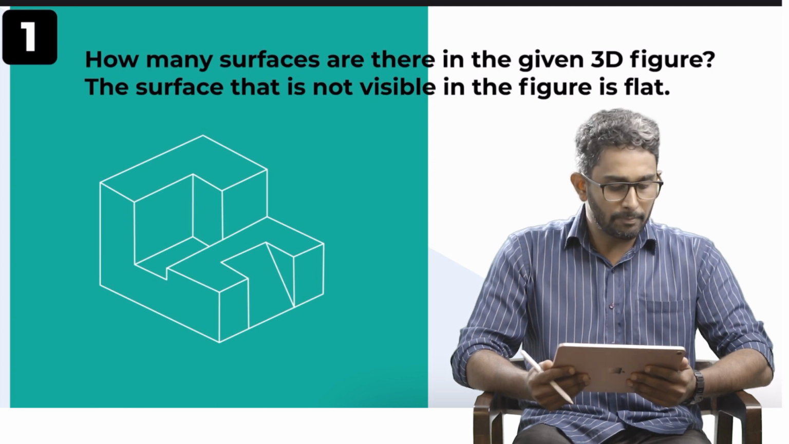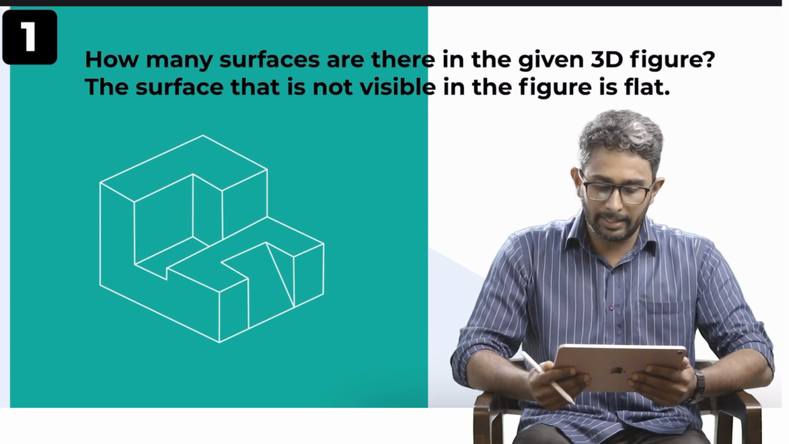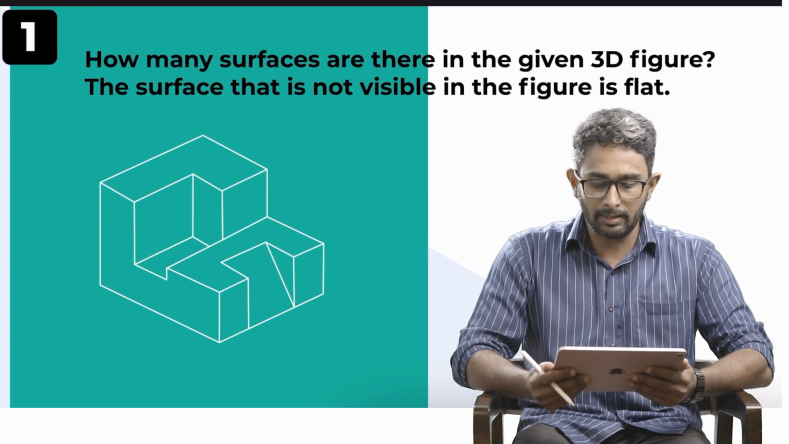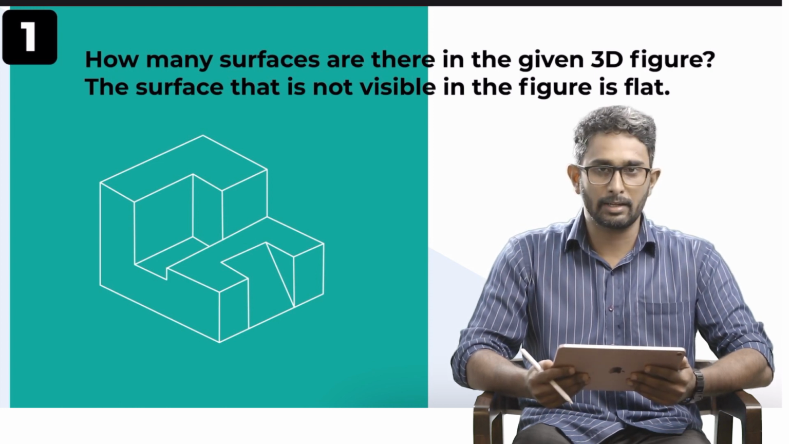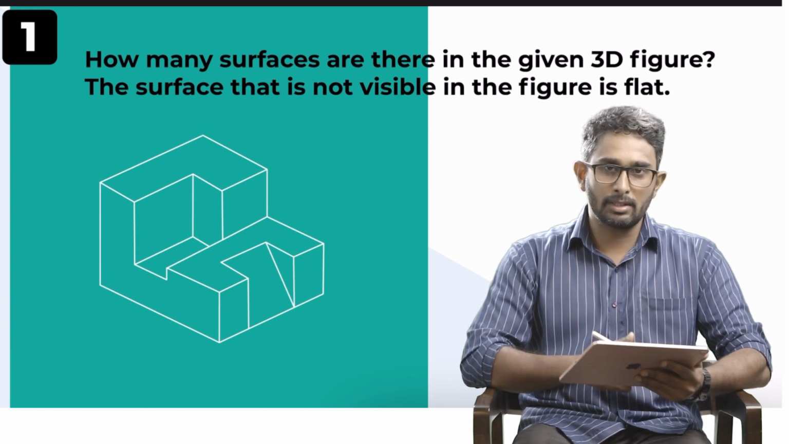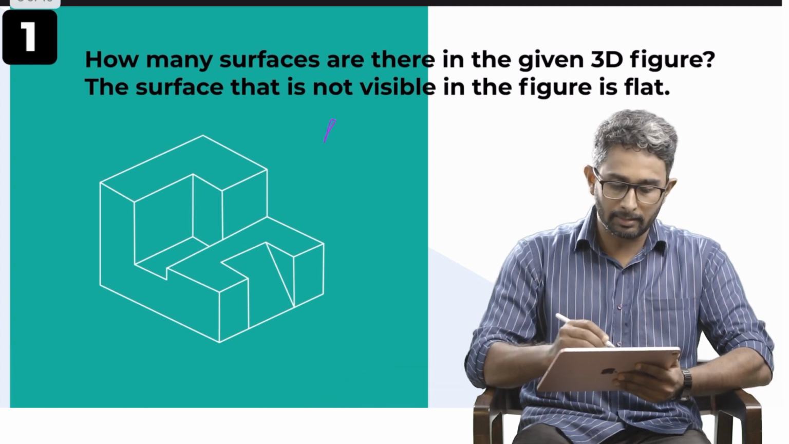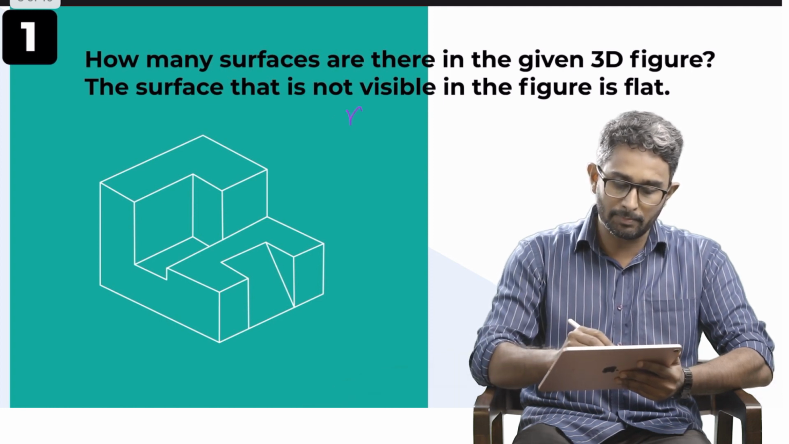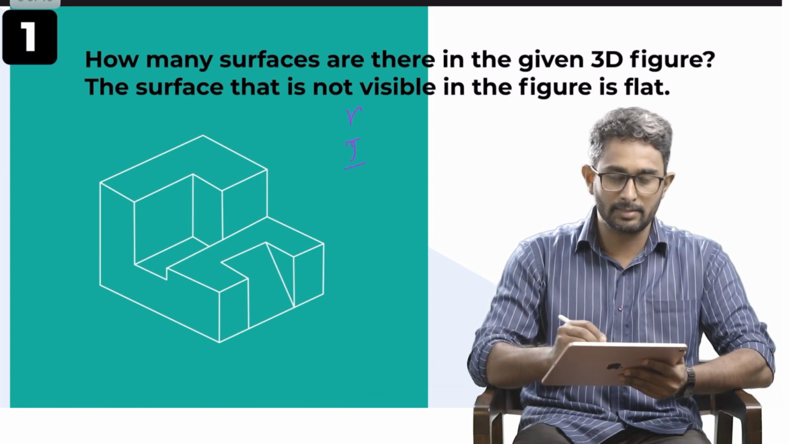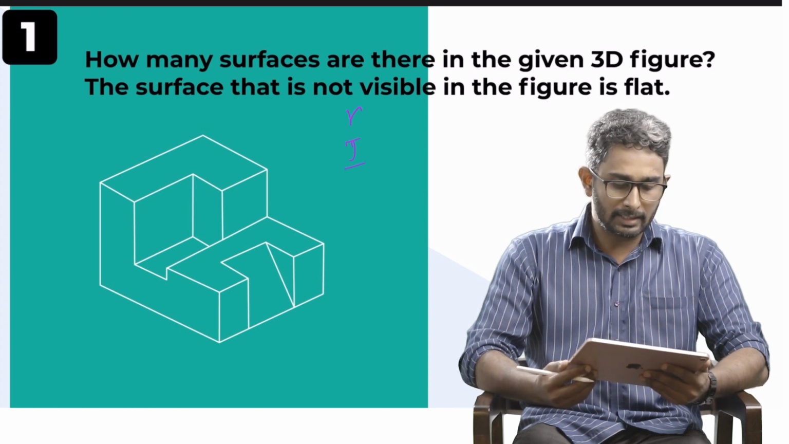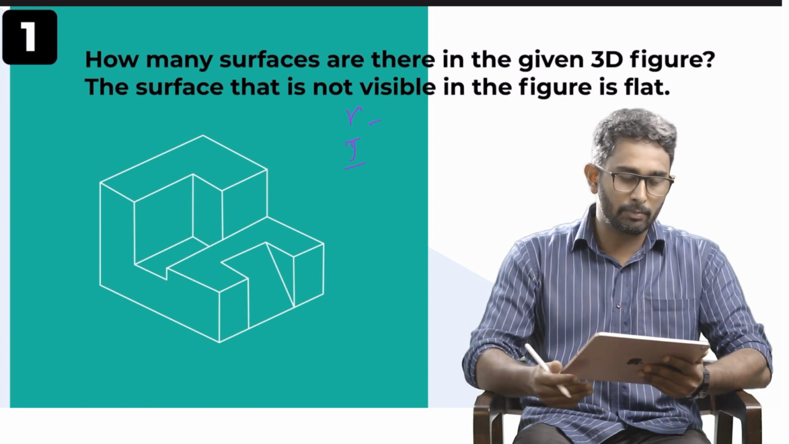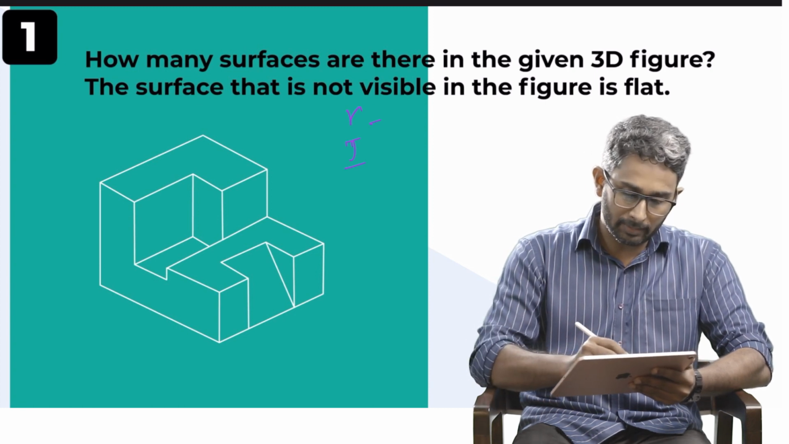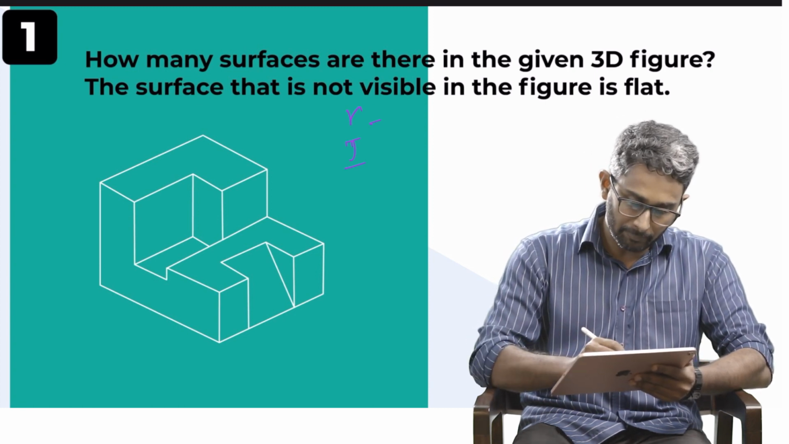Let me read the question for you. How many surfaces are there in the given 3D figure? The surface that is not visible in the figure is flat. So again, in this question, we will be using the visible and invisible surface method. Okay, so let's count first. Let's count the number of visible surfaces on this 3D figure. Okay, from right side I am starting.